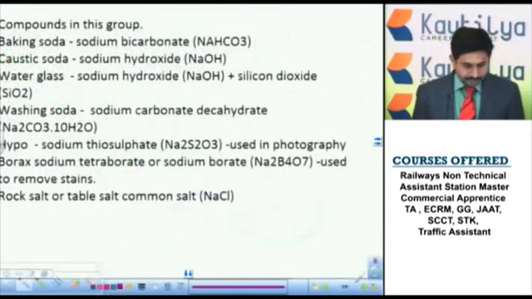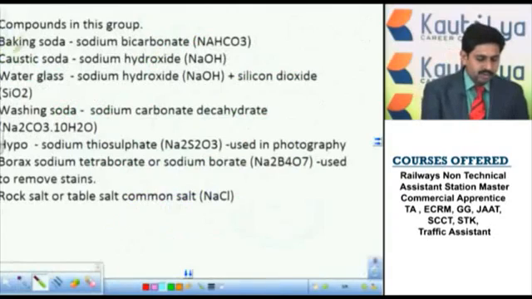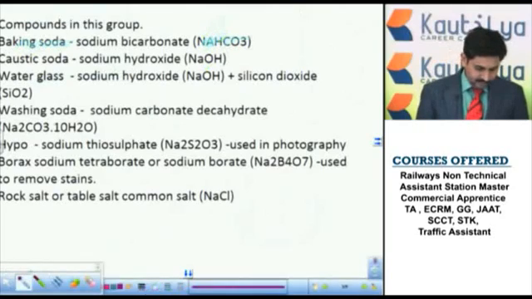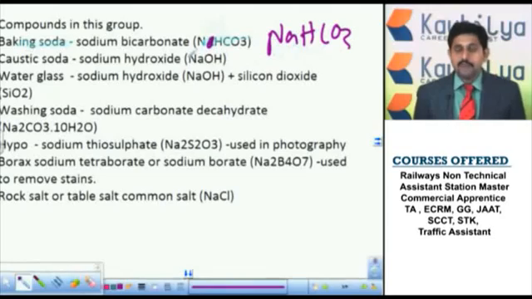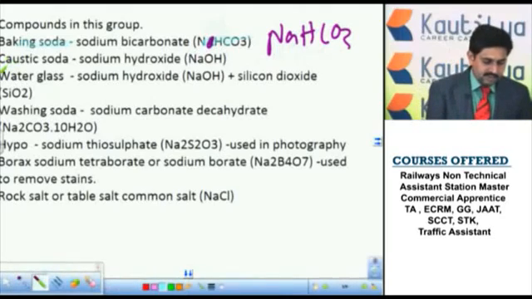Next, some of the compounds of this group. We have different types of compounds of this group. One is called baking soda. The formula is sodium bicarbonate or sodium hydrogen carbonate, NaHCO3. We'll see the importance of this one again.